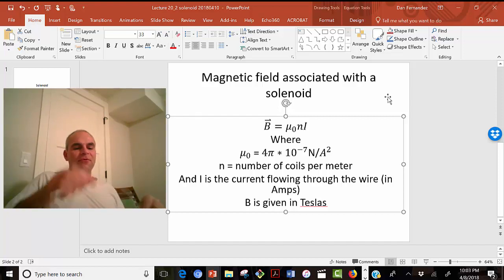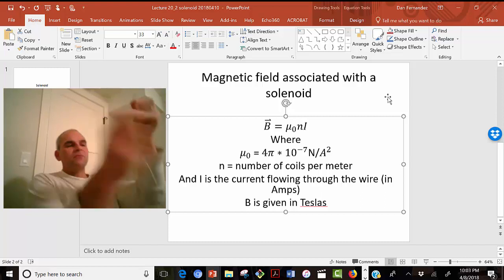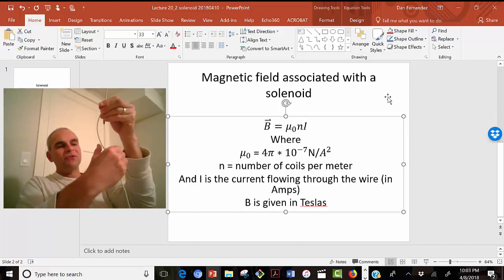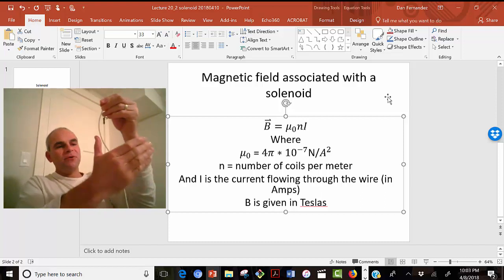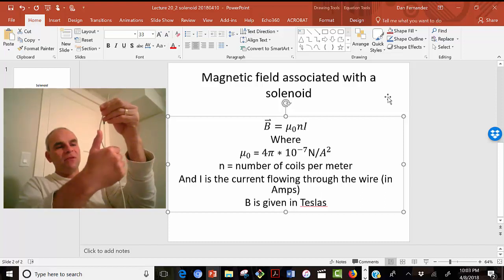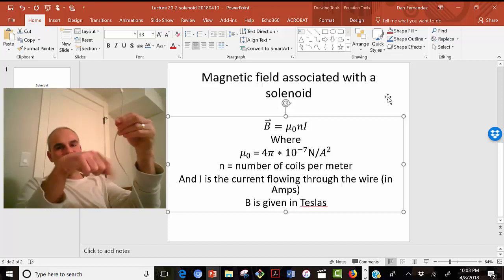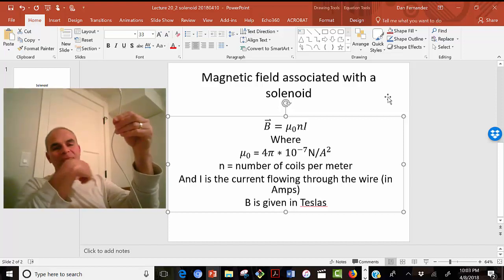Now, if you remember from one of the previous videos, if you have a current going through a wire, you can visualize the magnetic field as if you put your thumb in the direction of the current. The lines of the magnetic field wrap around the wire, forming closed circles around the wire. That is how the magnetic field lines are created.